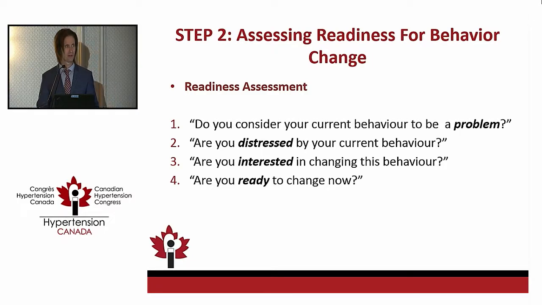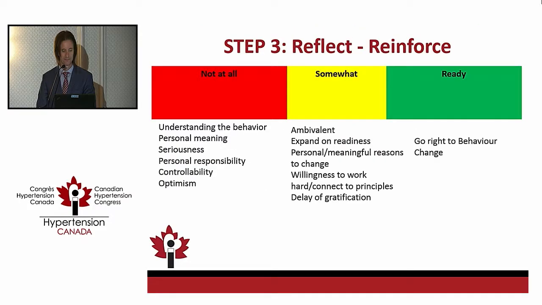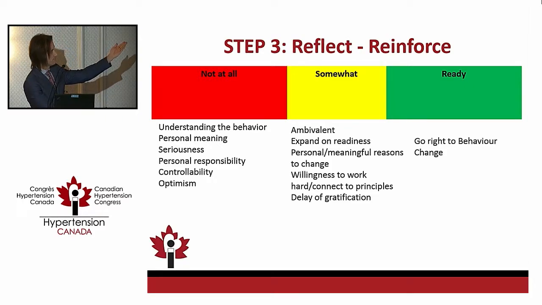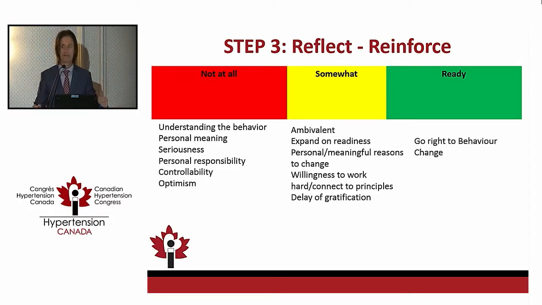Of course, if people are stressed out about what's happening with their health, yes, that interferes with chronic disease self-management. Number 3, are they interested in changing the behavior? Important to know in terms of where they are along the readiness continuum. And number 4, are they ready to change? That will help you with the goal-setting action plan. So 4 basic questions. Once you determine where they're at along this readiness assessment, you can think of the next step along a kind of traffic light analogy.